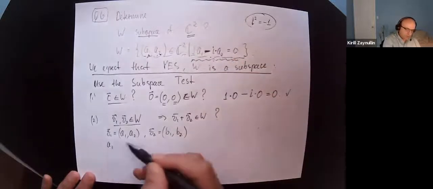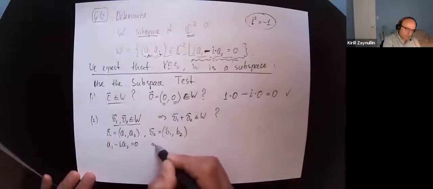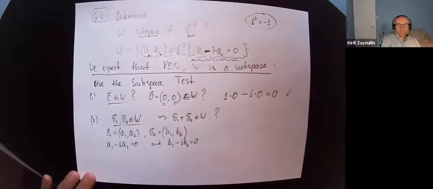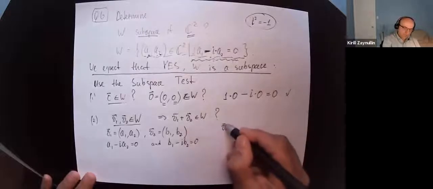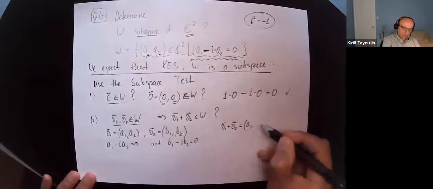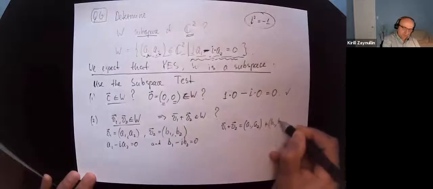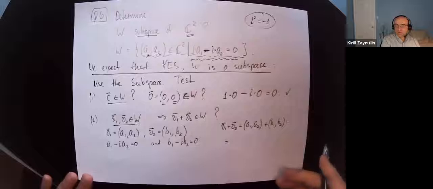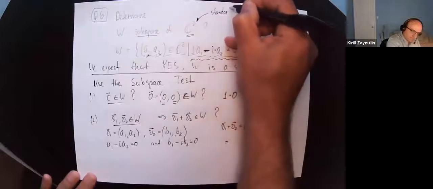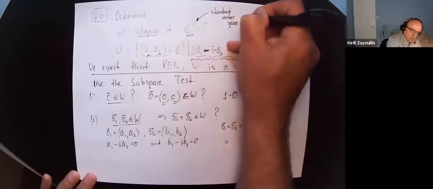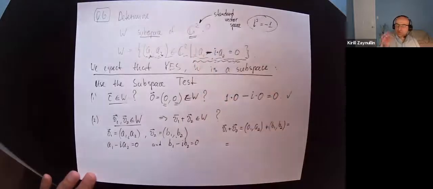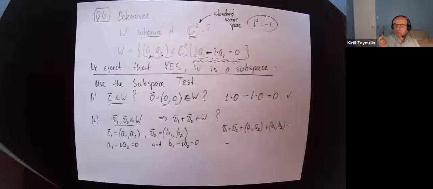So let me write it. We know that A1 minus I A2 is 0, and we also know that B1 minus I B2 is 0. Now let's look at the sum. We just need to add these two pairs, A1, A2 plus B1, B2. We use the standard vector addition, because remember, this is a standard vector space. As I explained during the last lecture, it's a product of two copies of C, or equivalently, a direct sum of two copies of C.